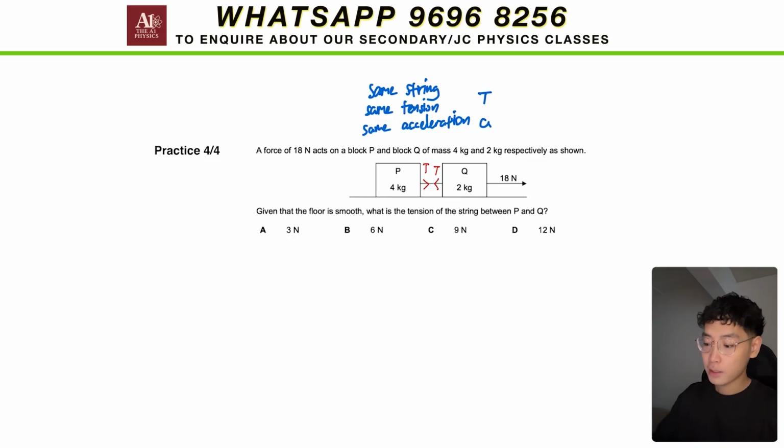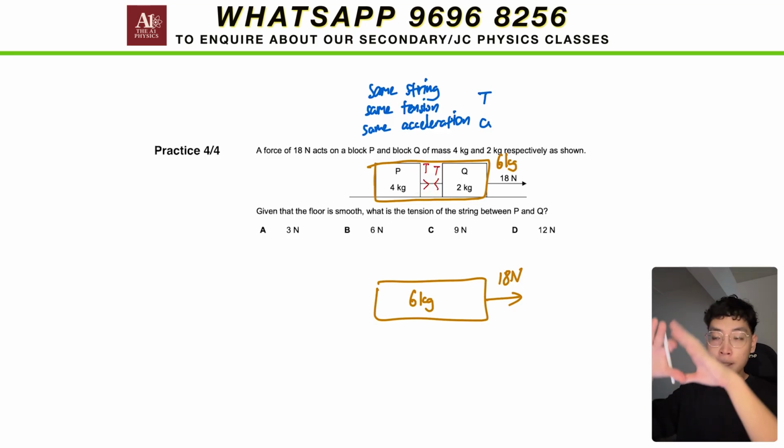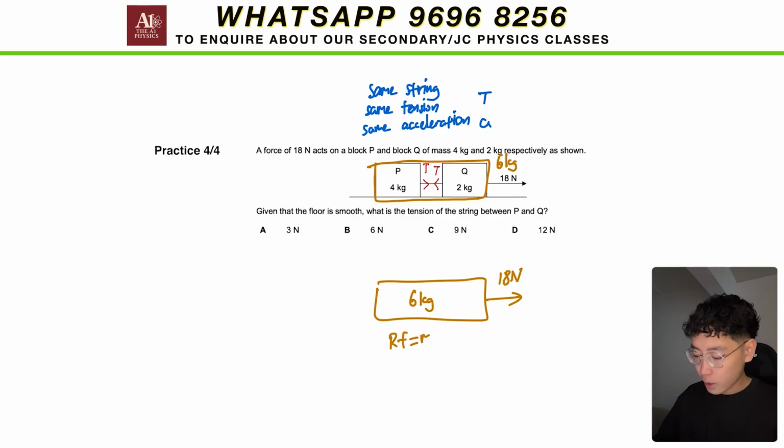Now the first step in this question is to find the value of this acceleration. This one comes with a bit of practice, but you realize that you can take the entire P and Q to be one 6 kg object. So if you take the entire thing to be a 6 kg object combined, the only force acting on this entire object is this 18 newtons force, because these two forces will cancel out if you combine the entire thing. So now using RF equals MA, we can say 18 equals 6 times A, acceleration equals 3 meters per second squared. Right, so now we figure out that the acceleration of both of the boxes is 3 meters per second squared.